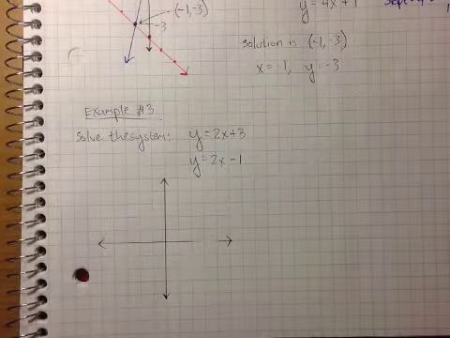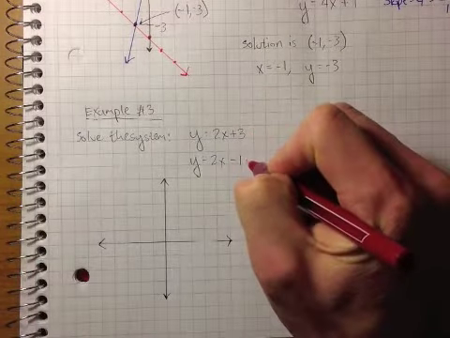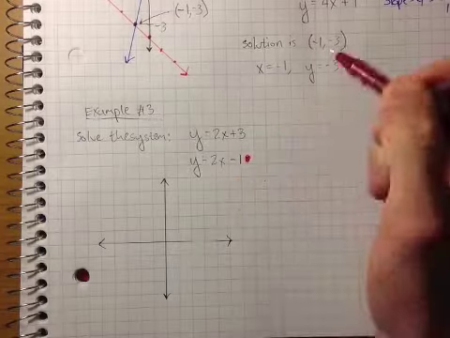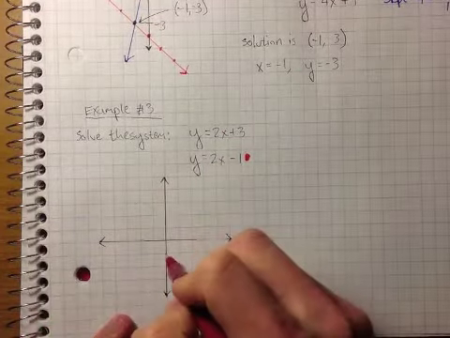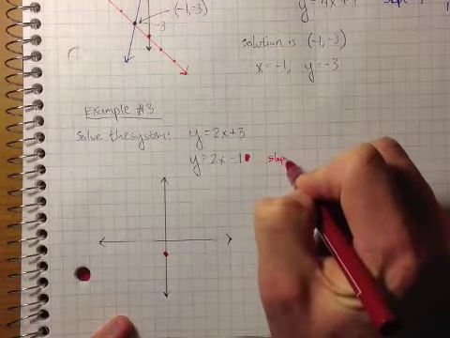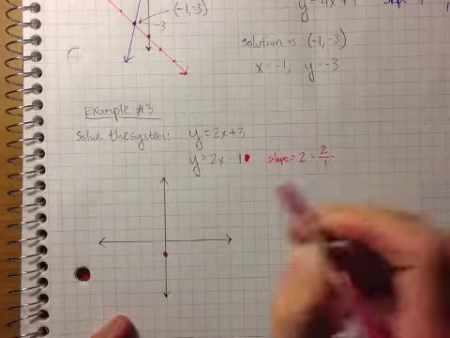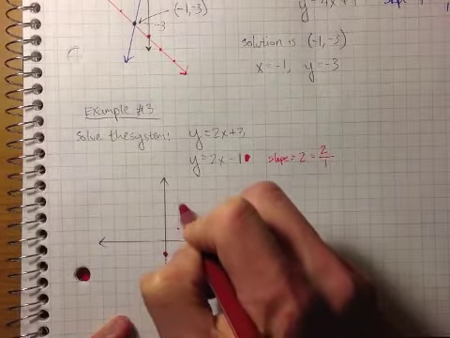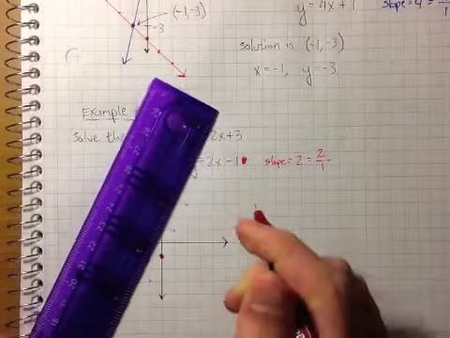Alright, so I'm going to make the second one red this time. So let's graph the second one. 2x minus 1. The y-intercept is negative 1. The slope is positive 2, which means rise 2, run 1. So rise 2, run 1, rise 2, run 1, and so on. And here I have a line.